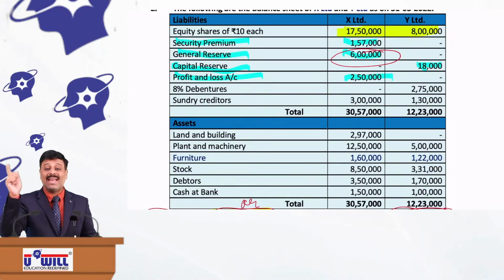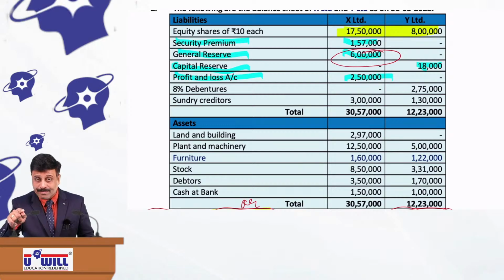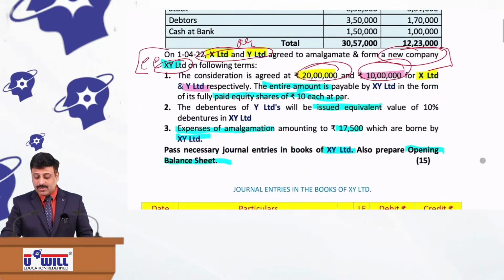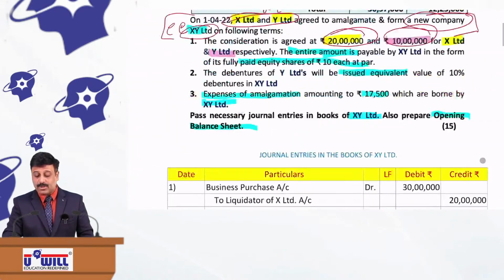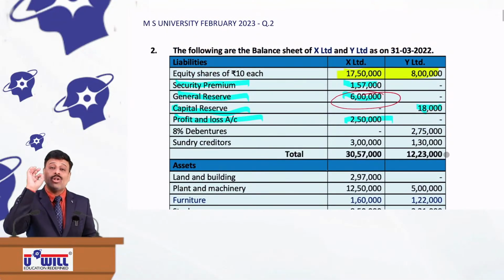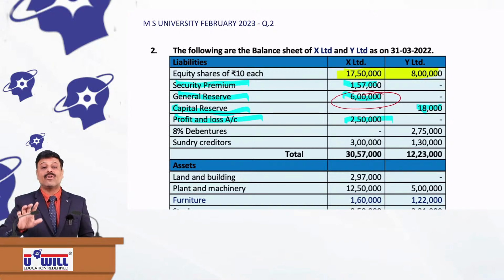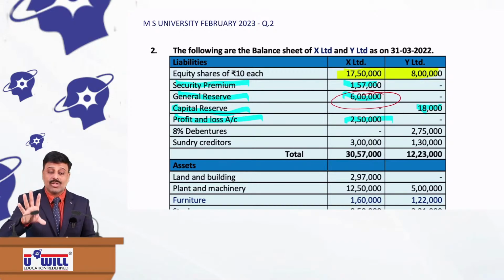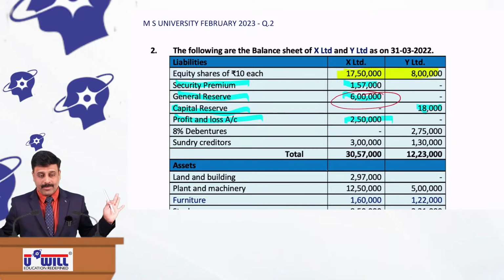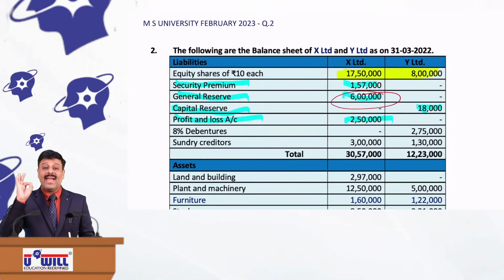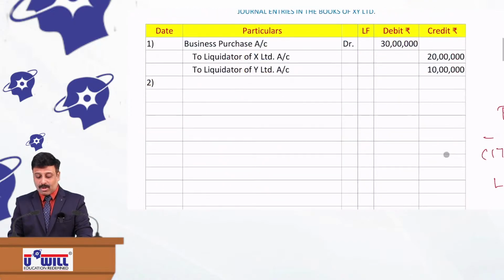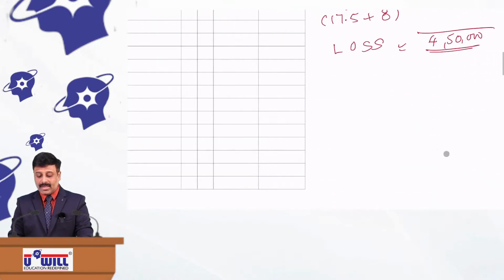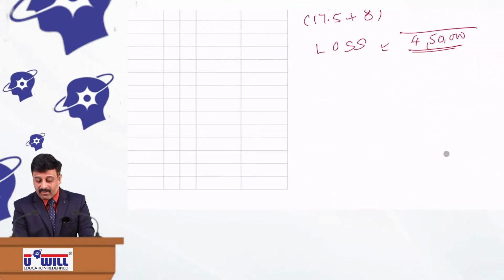If you adjust 1,57,000 with security premium and the remaining amount of loss, which is 4,50,000 minus 1,57,000, you take from general reserve, then also it is correct. You take 1,57,000 from security premium, 18,000 from capital reserve, 2,50,000 from P&L account, and the remaining amount from general reserve, that is also correct. All options are correct. Okay. We will go with the simplest one. The entire 4,50,000 we will adjust with general reserve.